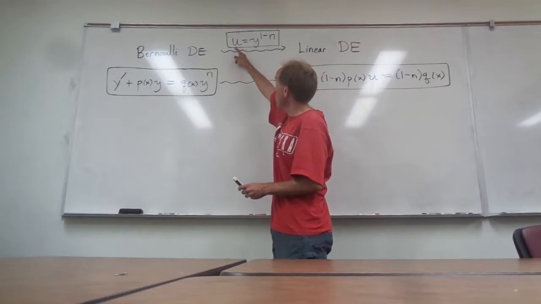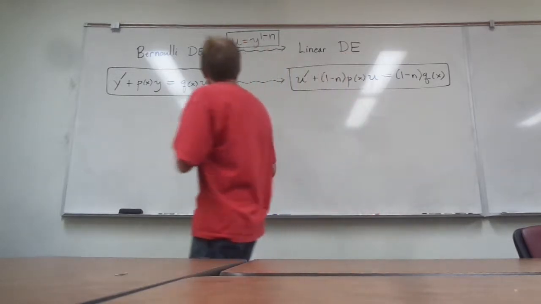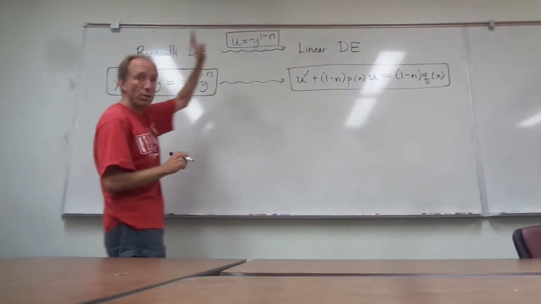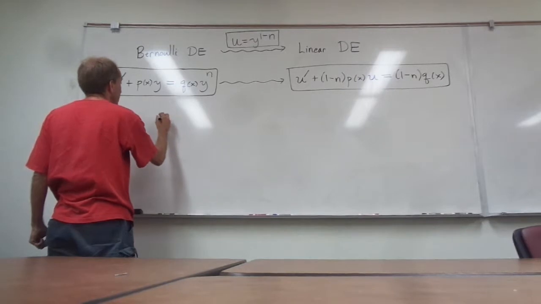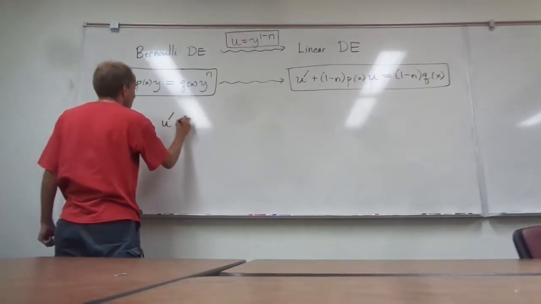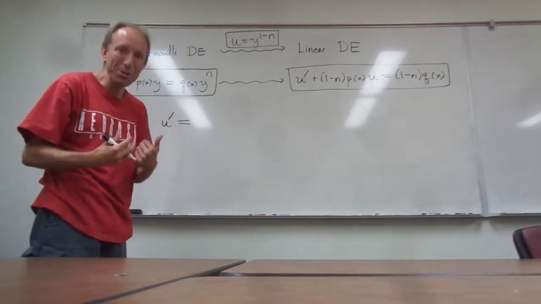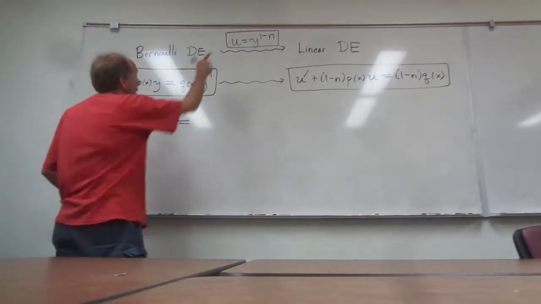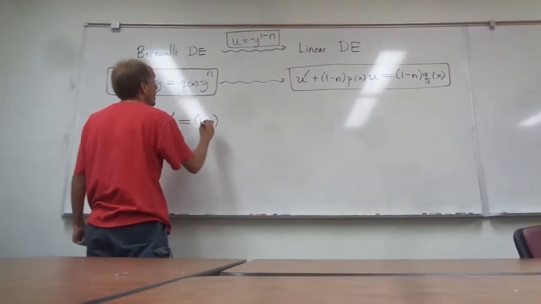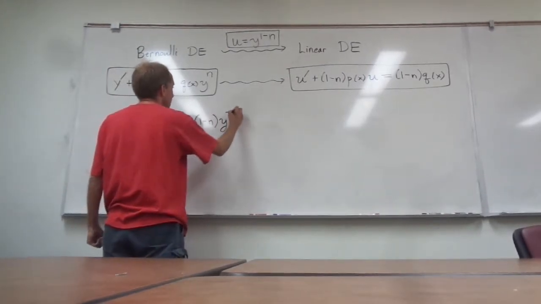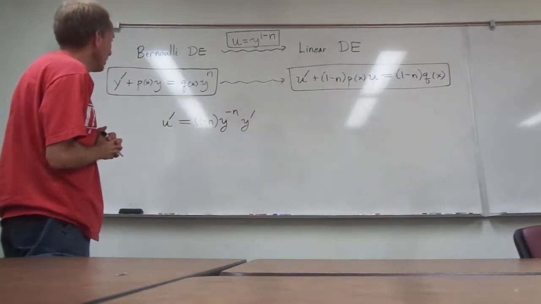Here's the change of variables, u equals y to the 1 minus n. And what you do to convert the Bernoulli equation to a linear one is you take that change of variables and you just differentiate both sides with respect to x. So when I take u prime, that's referring to the derivative with respect to x. Okay? So on the right-hand side, we're going to use the power rule. 1 minus n comes down times y to the negative n times y prime. Okay? So this is what we're going to end up with.